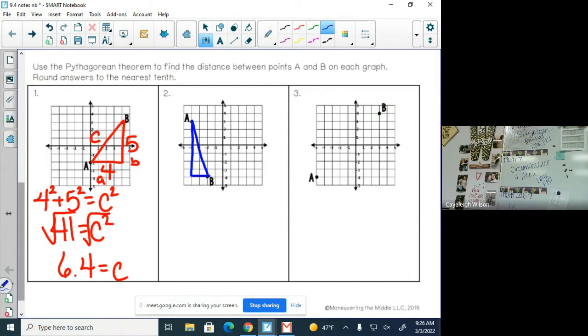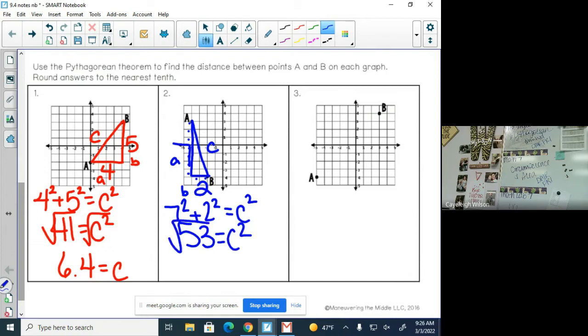And then I'll count. So 1, 2, 3, 4, 5, 6, 7. So that's 7. 1, 2, so 2. So I'm finding the C, so there's my A and my B. So 7 squared plus 2 squared equals C squared. So that's 49 plus 4, which is 53, equals C squared.